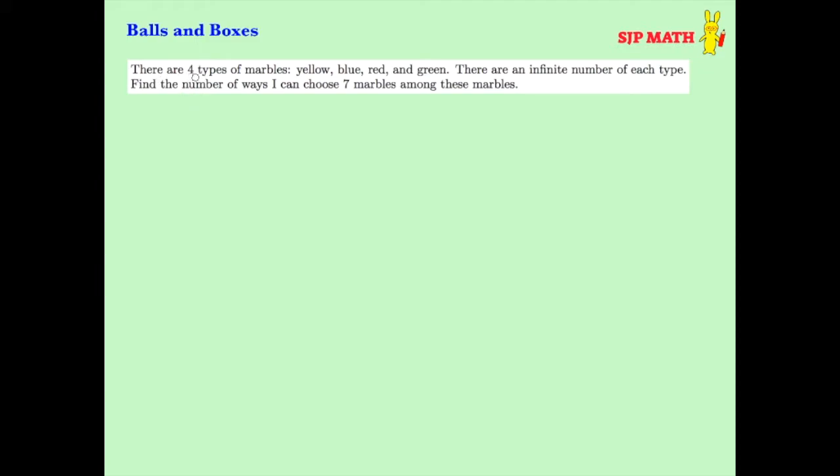There are four types of marbles: yellow, blue, red, and green. There are an infinite number of each type. Find the number of ways I can choose 7 marbles among these marbles. So there's nothing about distributing balls into boxes, but we can look at it in a pretty cool way to use the formulas that we learned in this topic. I'll show you one way that I found.